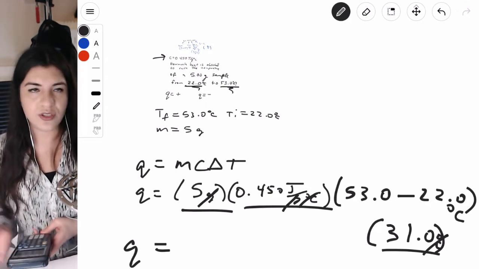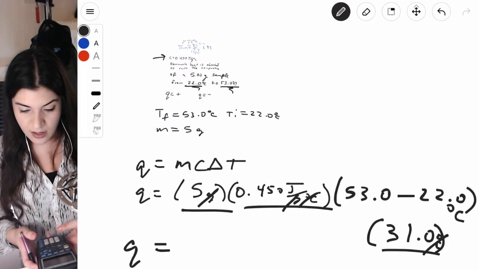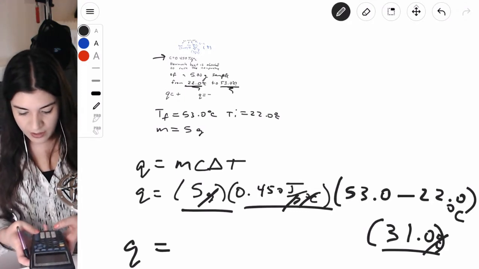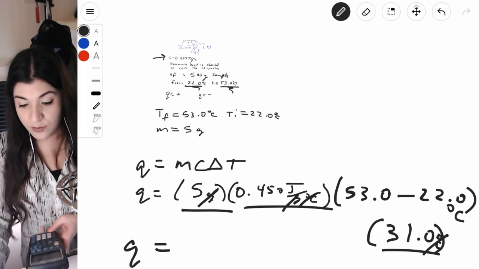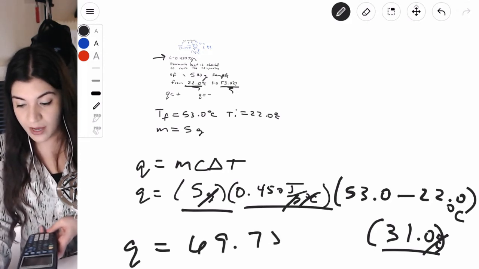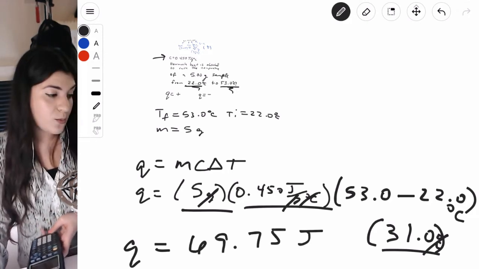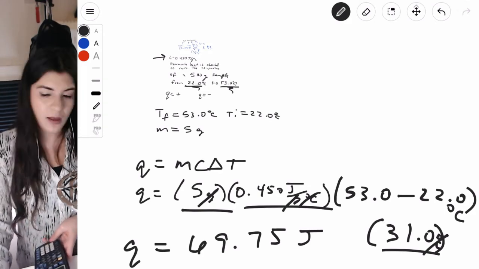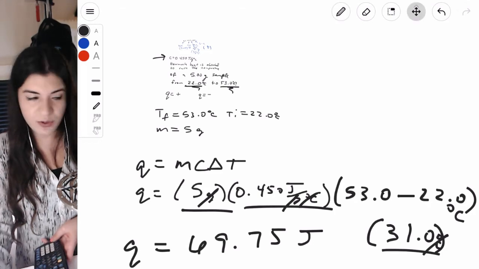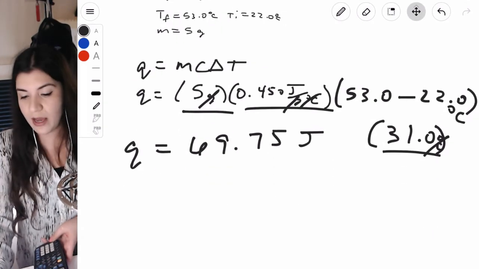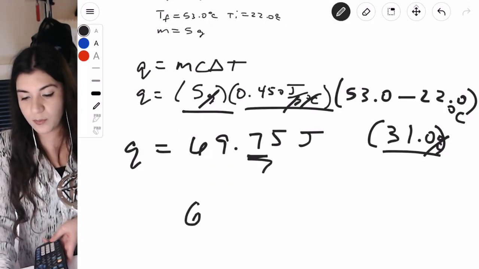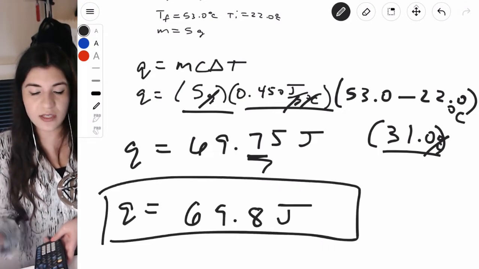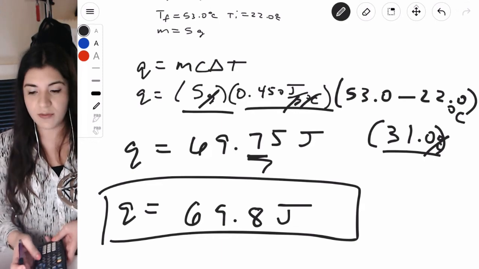I've also seen it in kilojoules, it just depends on what they're asking. So 5 times 0.45 and then times 31. This would have been 69.75 joules. Then we round to however many sig figs they gave us initially, which I believe was 3. It was 3, so I would stop here. So 69.8 joules. And since it's absorbed, it's going to be positive, which it already is, and that's fine.